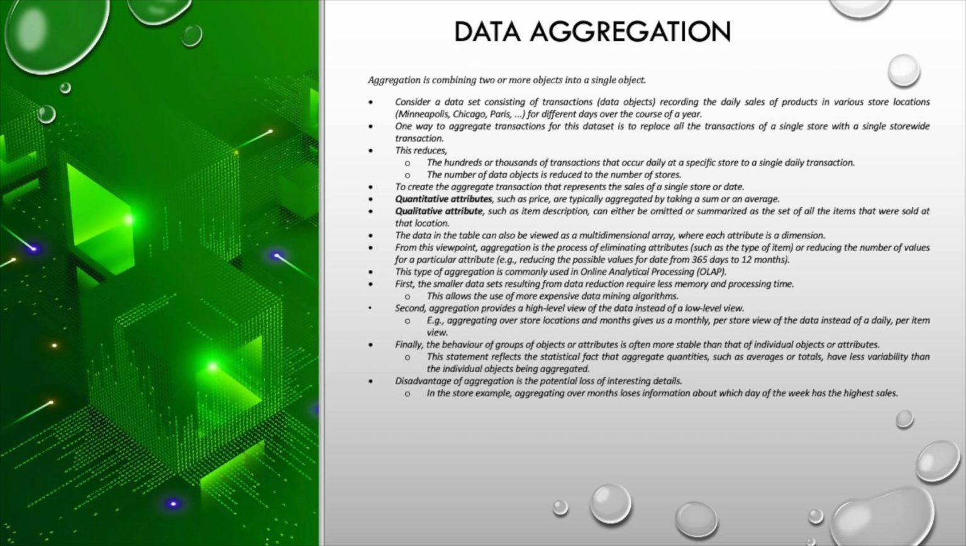To create the aggregate transaction that represents the sales of a single store or date, quantitative attributes, such as price, are typically aggregated by taking a sum or an average. A qualitative attribute, such as item description, can either be omitted or summarized as the set of all the items that were sold at that location. The data in the table can also be viewed as a multidimensional array, where each attribute is a dimension. From this viewpoint, aggregation is the process of eliminating attributes, such as the type of item, or reducing the number of values for a particular attribute, e.g., reducing the possible values for date from 365 days to 12 months.